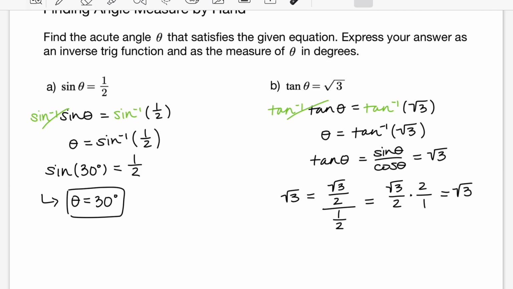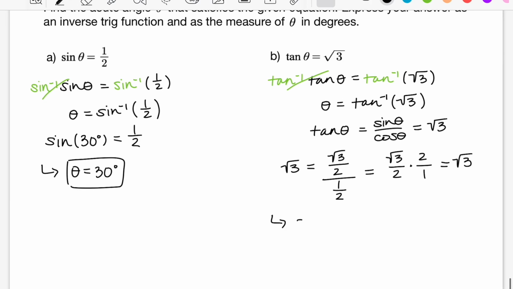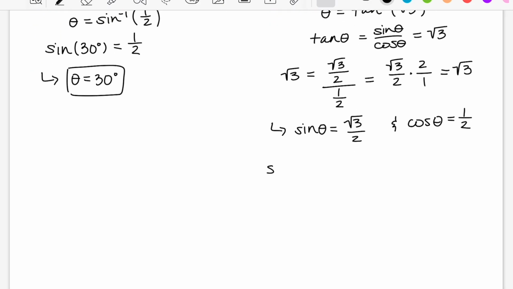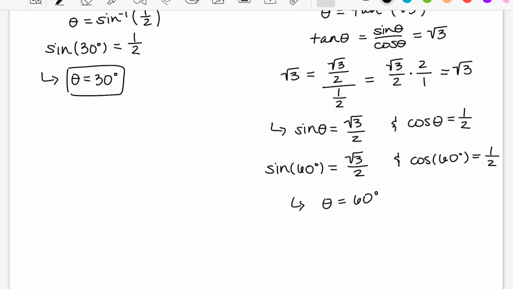So now what we want to do is figure out when sine of theta will be equal to root 3 over 2 and cosine of theta will be equal to 1/2. And again, looking at our unit circle, we can see that sine of 60 degrees gives us square root 3 over 2, and cosine of 60 degrees gives us 1/2. So it then must be the case that theta is equal to 60 degrees.